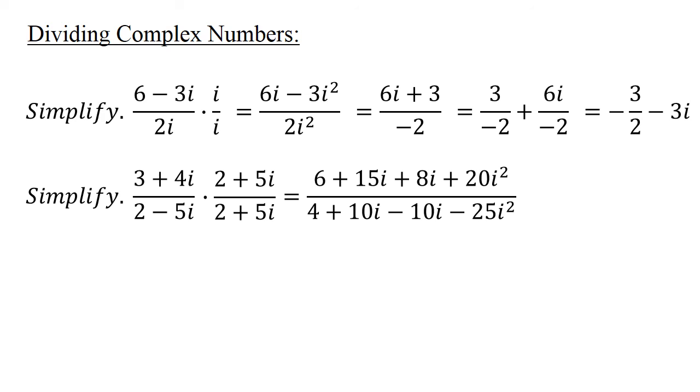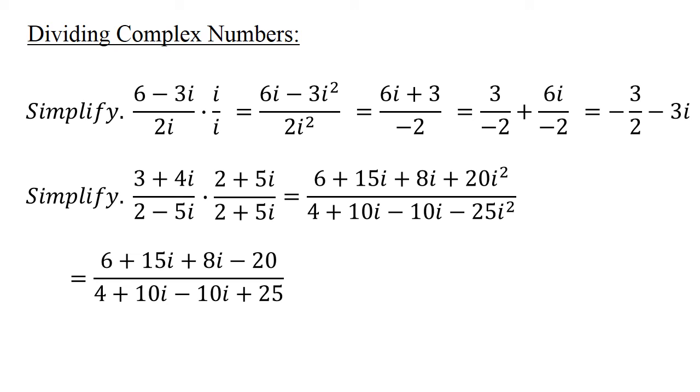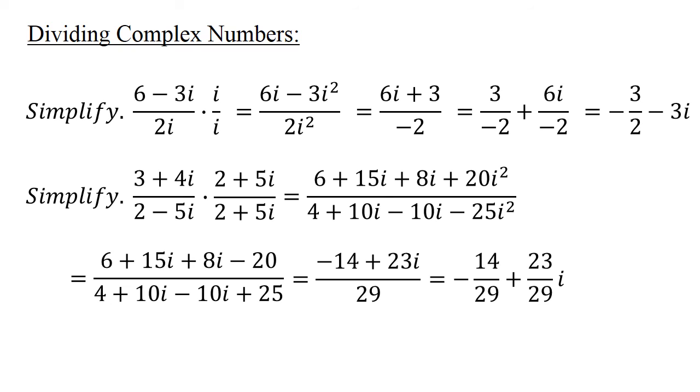Again, the bottom ones are going to cancel out in the middle because what you're setting up is the difference of squares, except this is going to be negative 25 times negative 1. So it's actually going to come out to be the sum of squares on the bottom. You're going to get 29. Again, i squared is negative 1, so 20 on top times negative 1, negative 20. Combine like terms, and you get negative 14 plus 23i on top over 29. And again, you can't stop here. You've got to split it into two parts, so you've got an a and a b, a clear a, a clear b. So the final answer: negative 14 over 29 plus 23 over 29 i.